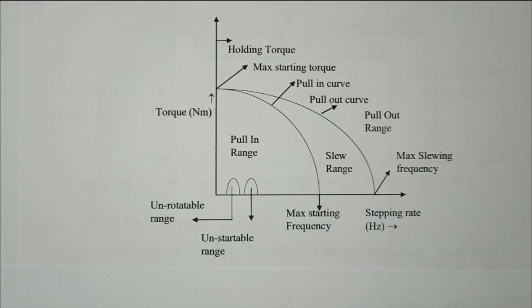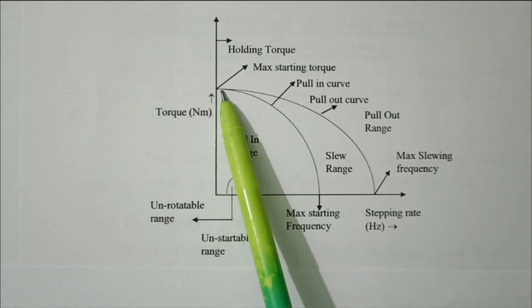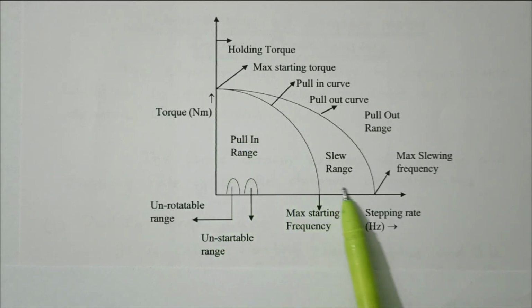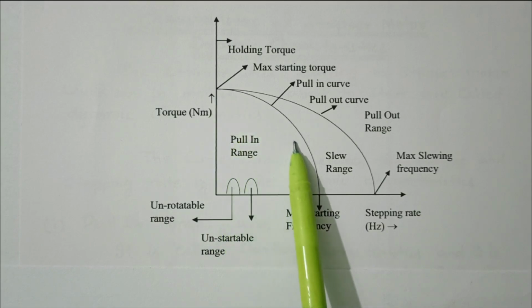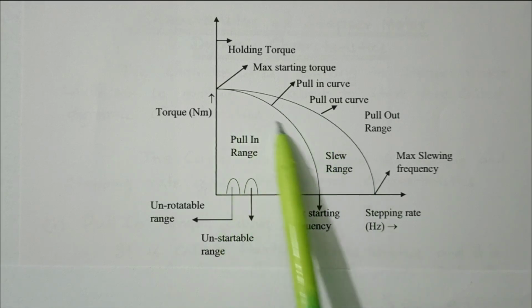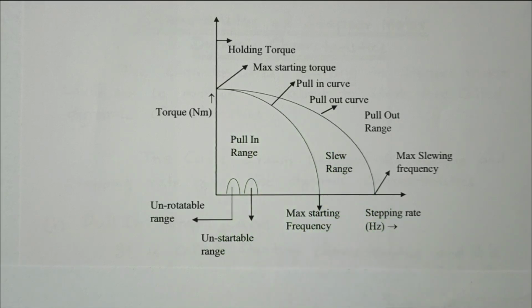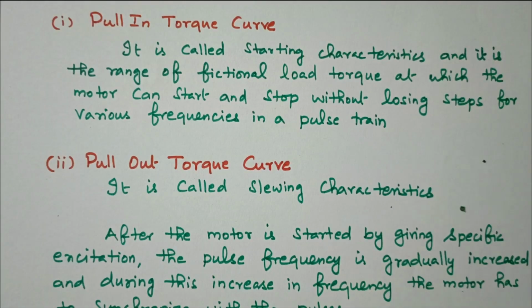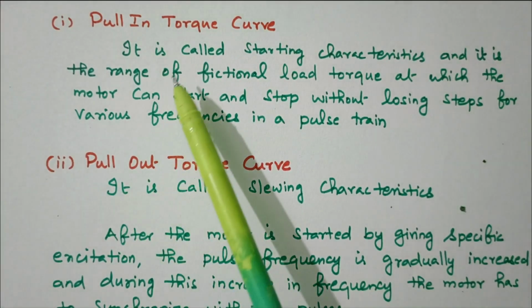Now we'll see these parameters one by one and how they behave. Initially the torque is high, and as the step rate increases, it keeps decreasing. Both keep decreasing, but the ranges are different, and they cut the axis at different points. Now we'll see the terms one by one. First we will see the pull in torque curve.